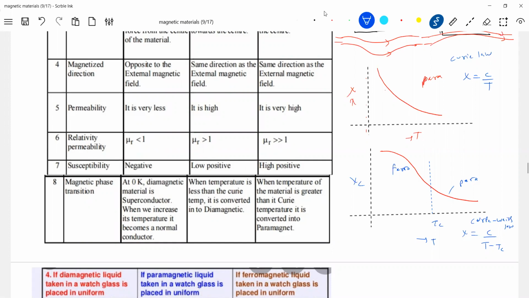Why will the domains get realigned? Because what is the domain made up of? Atoms. And as you increase temperature, the random motion of the atoms will increase about their mean position, and that will disturb the dipole moment of the individual atom or that of the domain. So what happens? The dipole moment of the domain starts decreasing. The net dipole moment of the substance will decrease, and the induced magnetic field will decrease, and it will become a paramagnetic substance. That is the reason we can give.